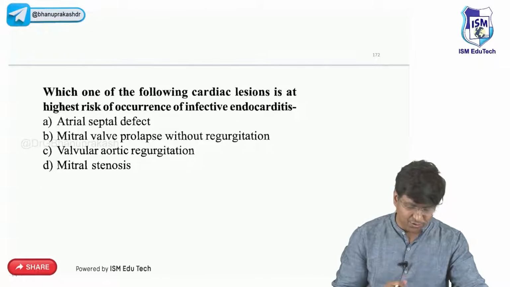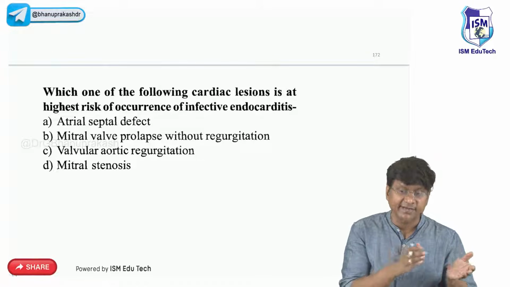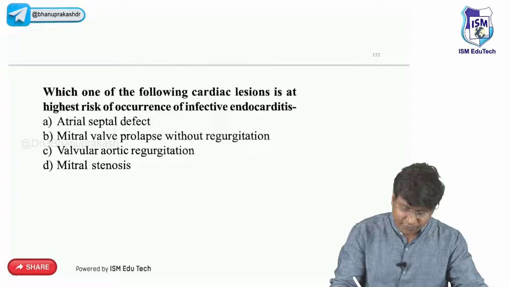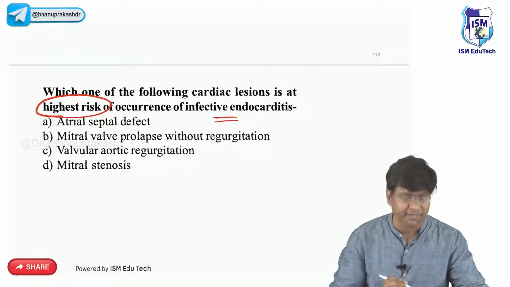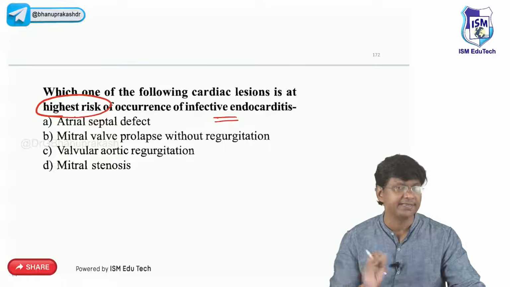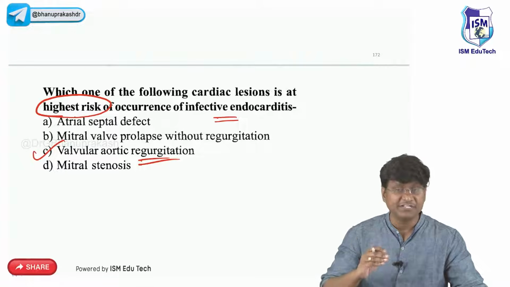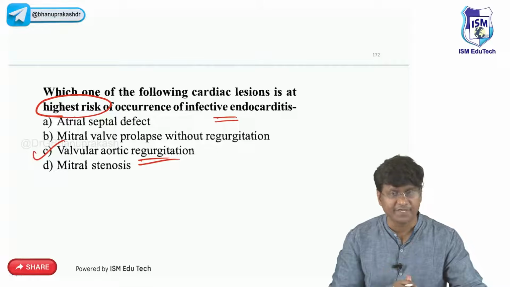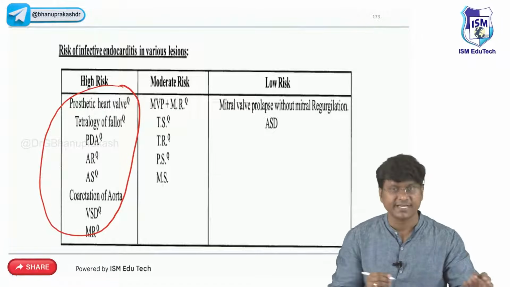Next, for the development of infective endocarditis, there should be underlying risk factors. Which of the following cardiac lesions is at highest risk of infective endocarditis? ASD, MVP without MR, then AR, and then mitral stenosis. Remember, it is AR which has the highest risk of development of infective endocarditis. So you need to know the high risk lesions, moderate risk lesions, and low risk lesions.